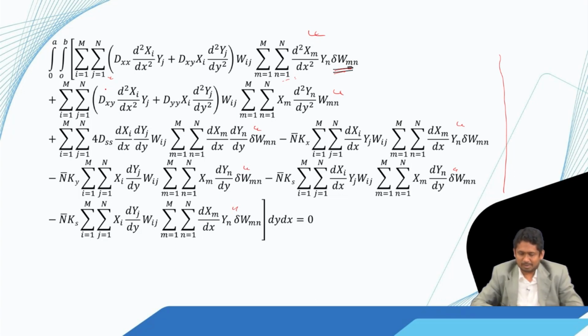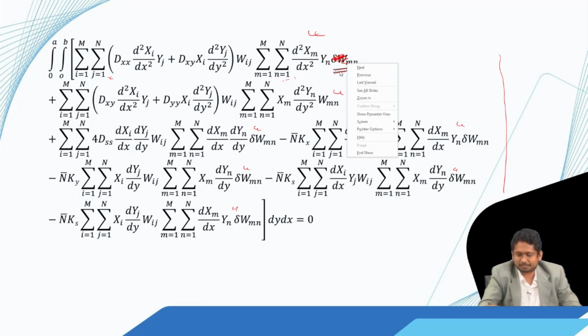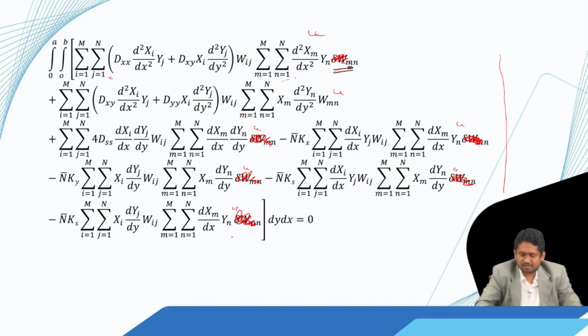Now, we have already formed the equations. So, this delta w m n is not necessary here. These terms are not necessary because we have already said that the coefficient of these terms is 0. So, this is not needed.